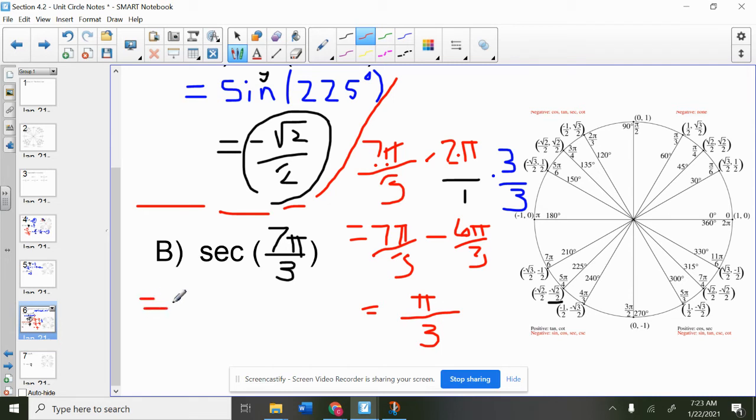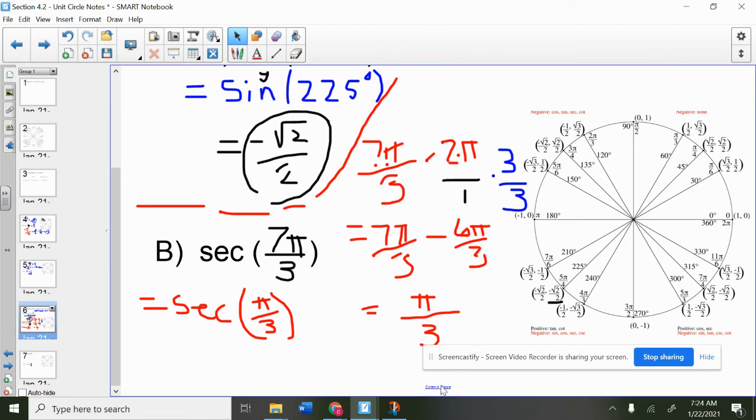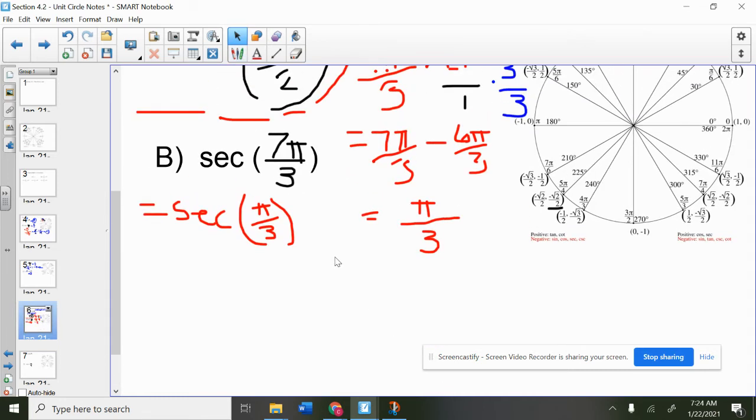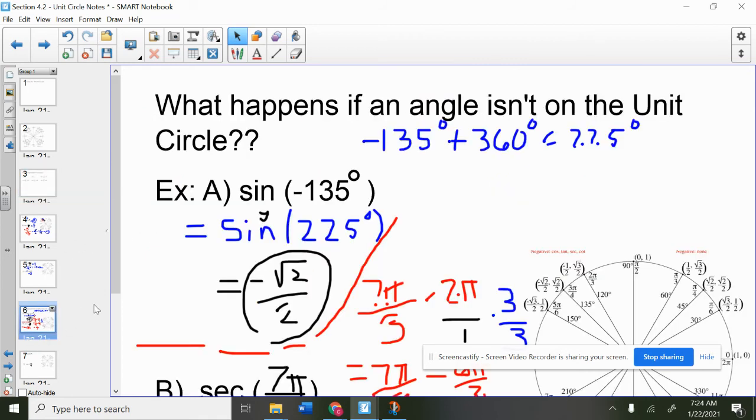So then that means that the secant of 7 pi over 3 would equal the secant of pi over 3. And so that's what I'm going to try to do here. Give myself some space here. So secant, going back to here, secant of anything is 1 over the x coordinate.